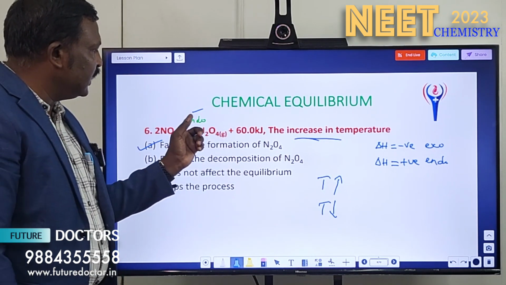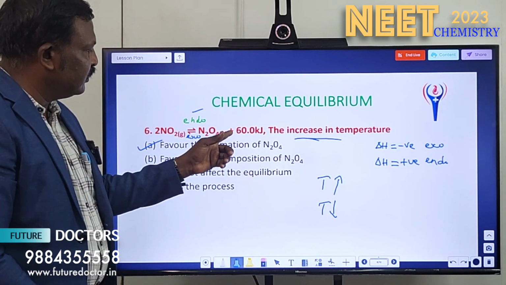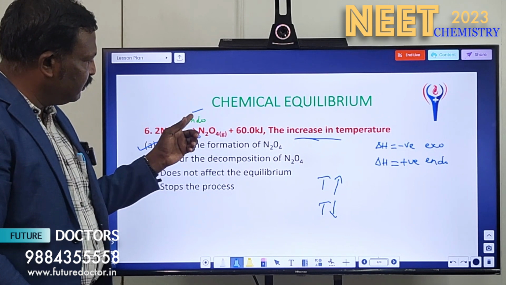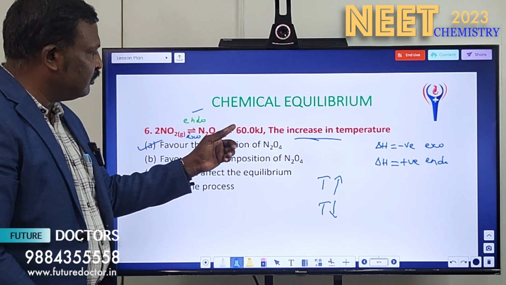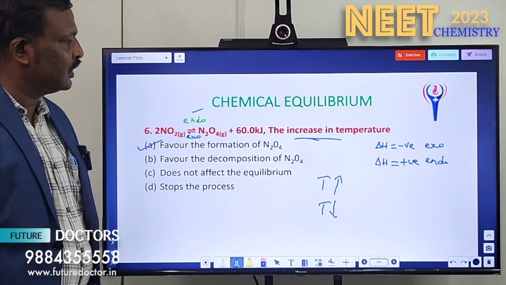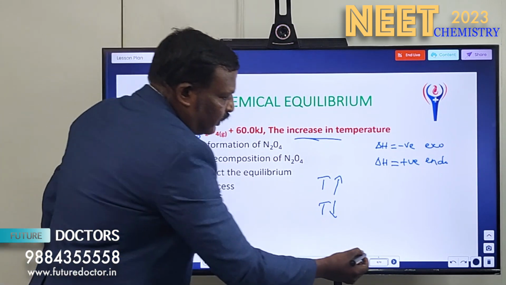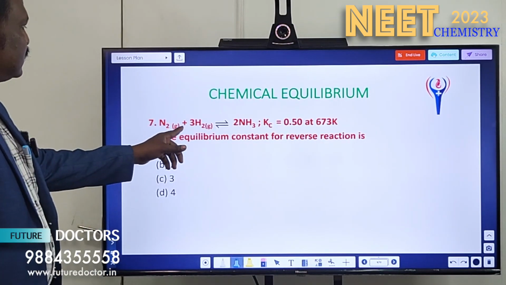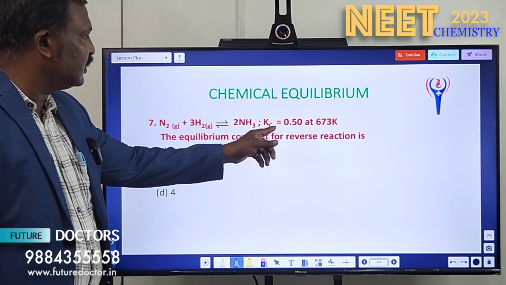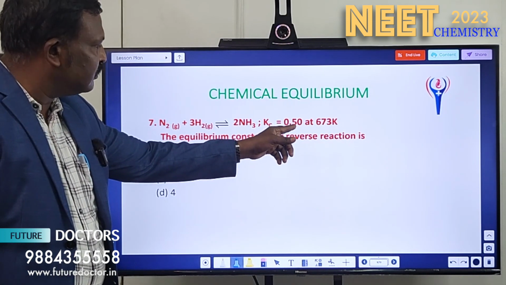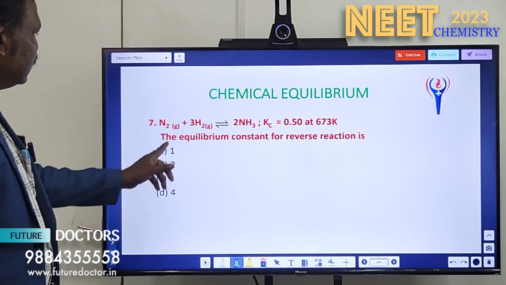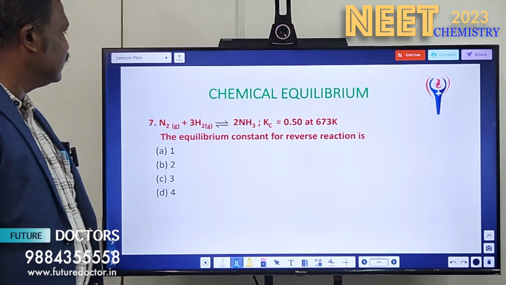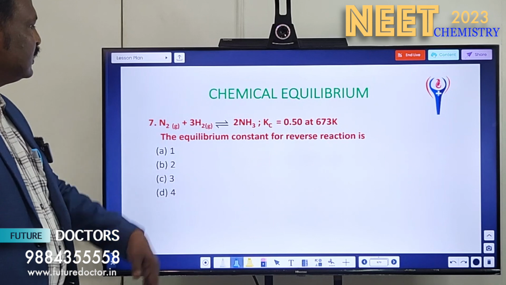So endo and exo, how to determine? If the plus value is given, it means endo. If minus is given, it is exo. Understood? Following? Now see the next one. This is all simple. N2 plus 3H2 gives 2NH3. Kc is equal to 0.50 at 673 Kelvin. They are asking for the equilibrium constant for the reverse reaction.